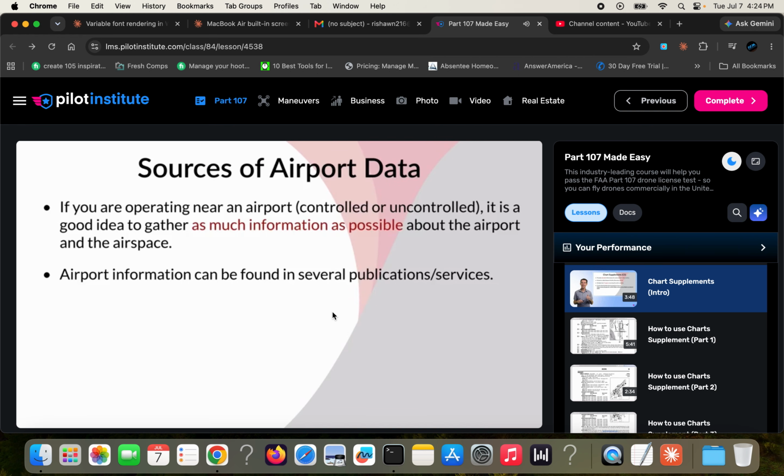There are 4 sources where we can find airport information. And the first one is called the chart supplements. I'm going to get back to that in a minute. I'm going to introduce all of them and we'll talk about them individually.